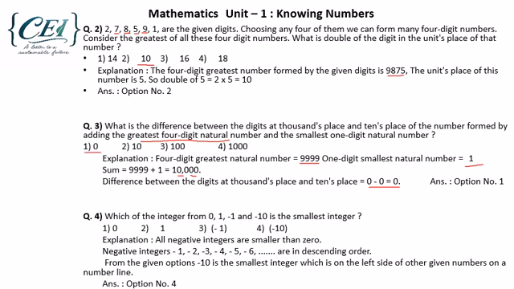Correct? Next question. Which of the integers 0, 1, -1 and -10 is the smallest integer? An integer becomes smaller if we move to the left side. So -1 is the greatest negative integer. If you go further left, then -10. In descending order, -10 is the smallest integer. The answer is option 4.